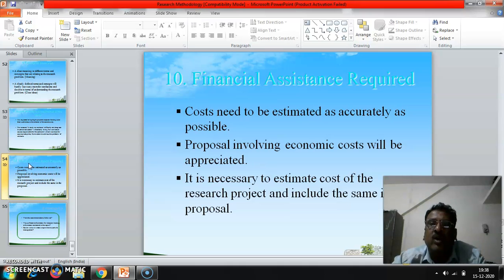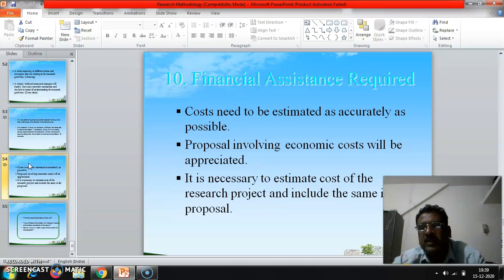Proposal involving economic cost will be appreciated. So how much money you spend, and how much less money you have to spend for the research, will be appreciated, because otherwise you are making unnecessary expenses for things that are not useful for the research. Research should be conducted at economic cost. It is necessary to estimate the cost of the research project and include the same in the proposal.